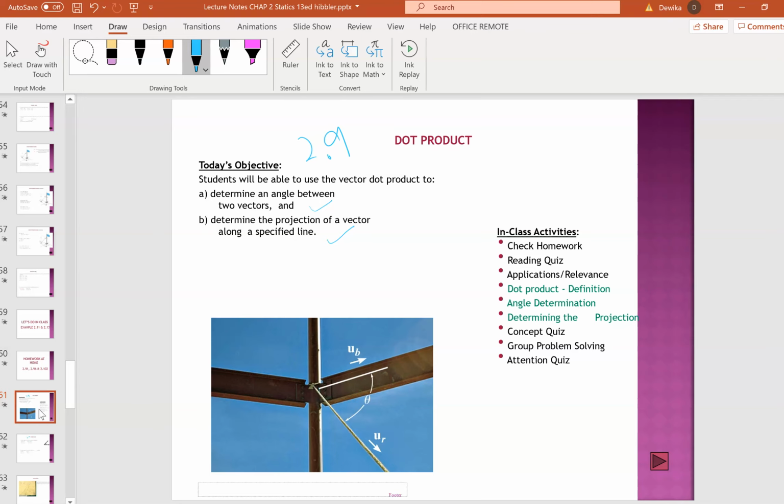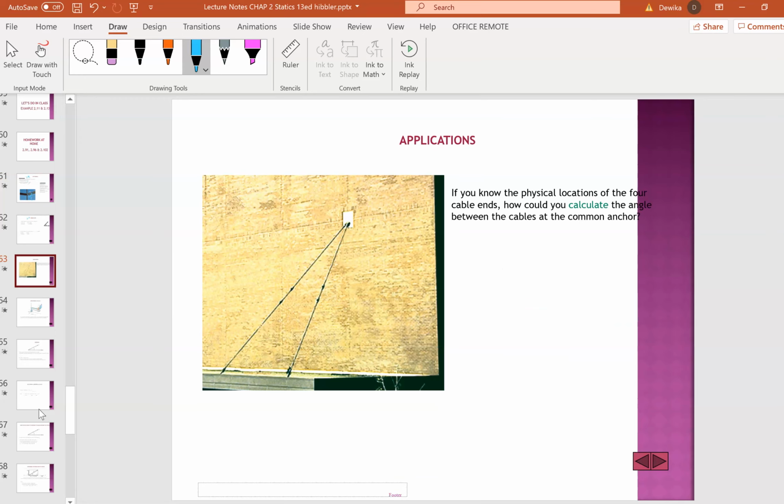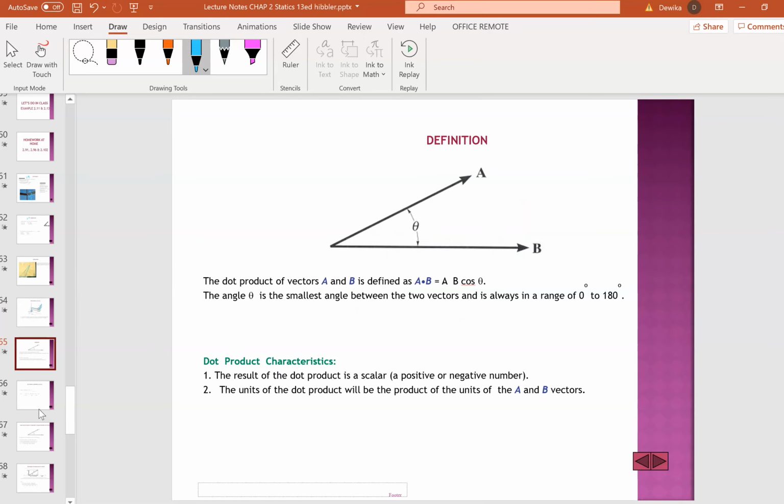So, for example, if you have a rope here and you have the beam here, what is the angle in between? You can actually use the dot product to find it. So literally everywhere, the angle between these two, and the angle between this and this, you can find using your dot product. So let's go into dot product.